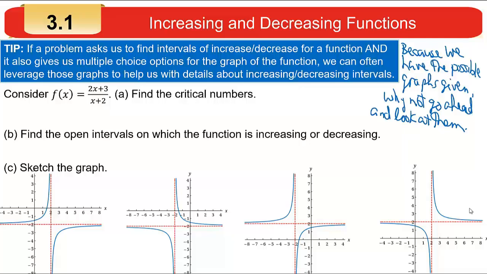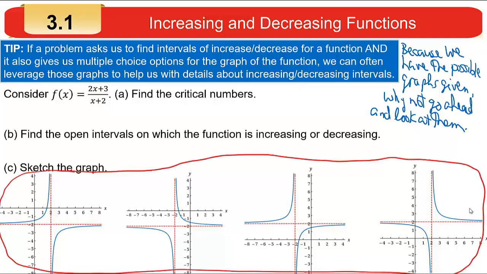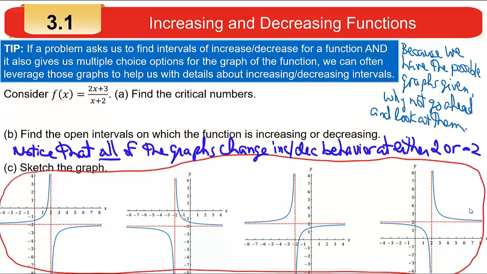So my thought is, why not just look at those before we do any calculus? If you look at them, there are 4 of them, and all 4 of those graphs change their increasing, decreasing behavior either at +2 or at -2. 2 of them change at 2, and 2 of them change at -2.